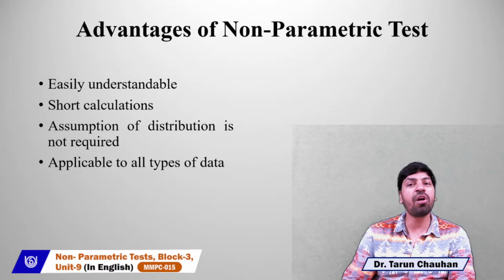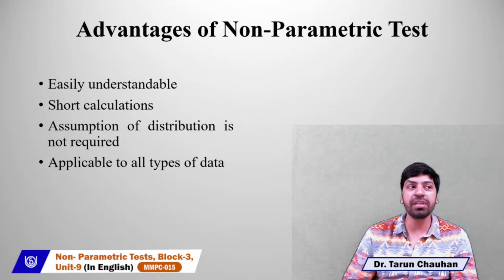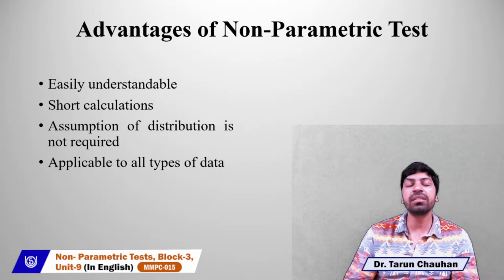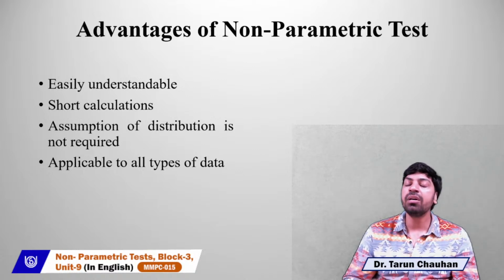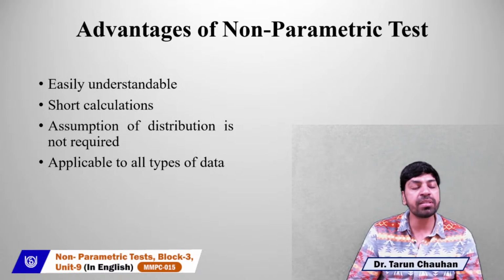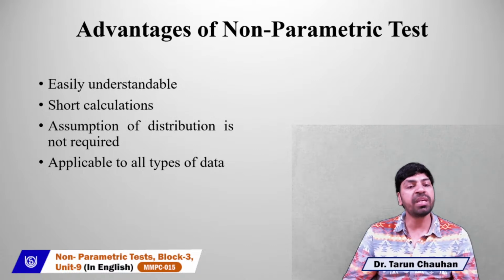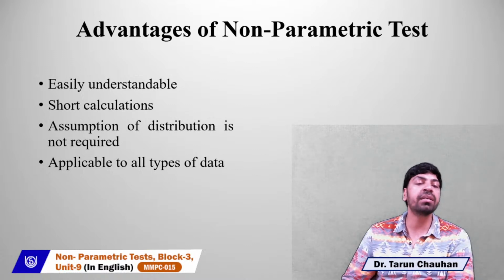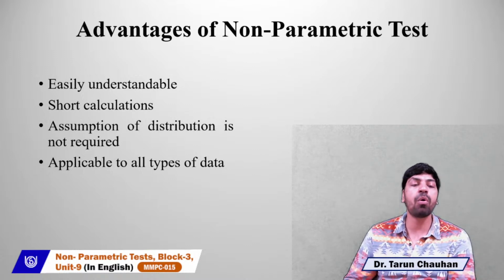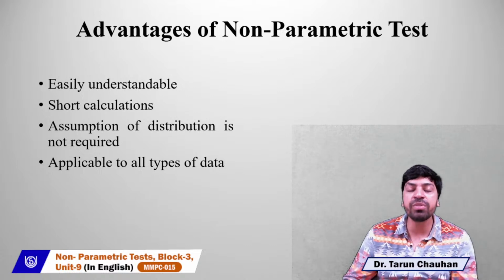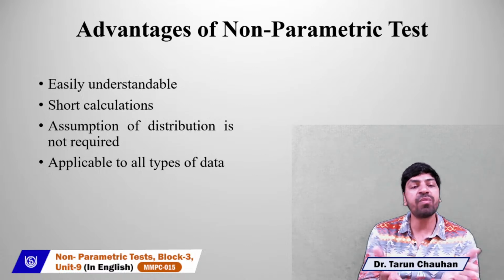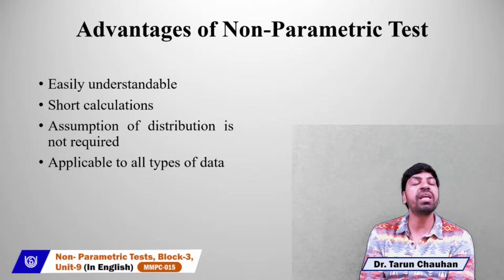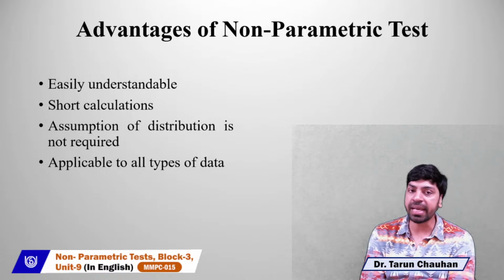The next one is short calculations. When we talk about short calculations, there is no lengthy process to be followed under the non-parametric test. It's a small procedure, a small process, and only short calculations are needed to calculate the value of the mean or median or the hypothesis testing values, and to see what the outcome would be based on those values. That is one of the advantages of the non-parametric test.